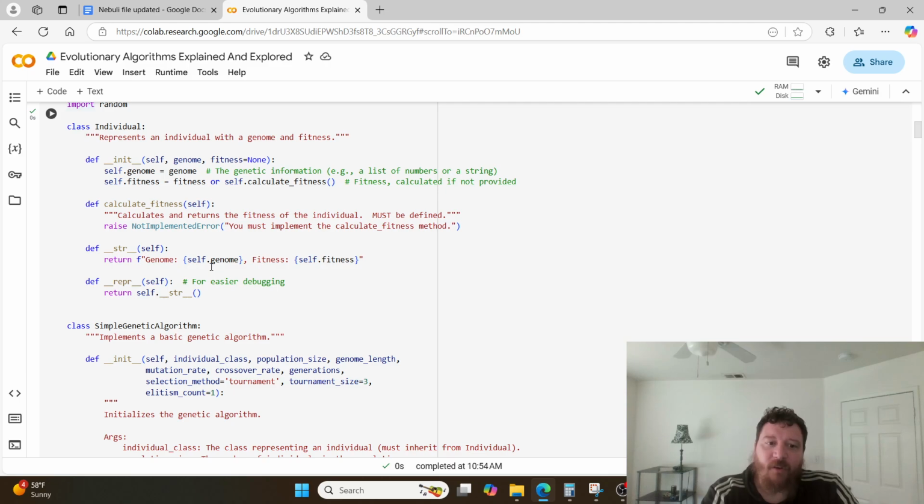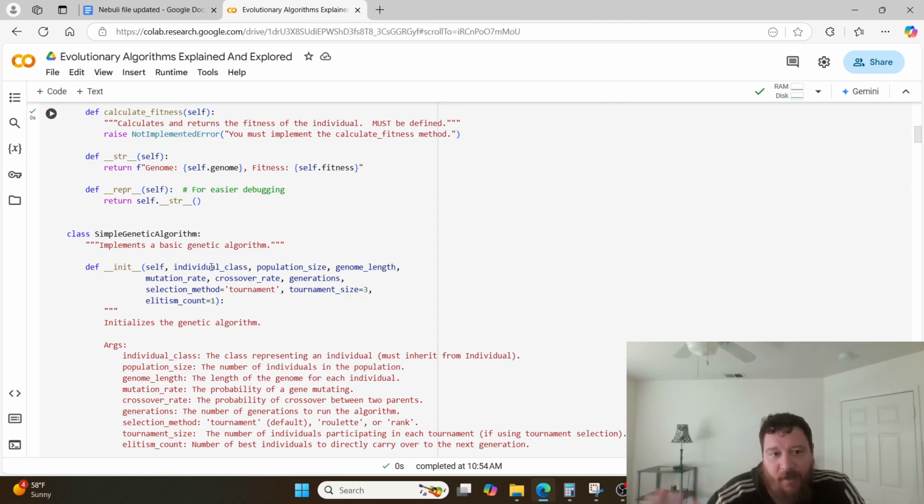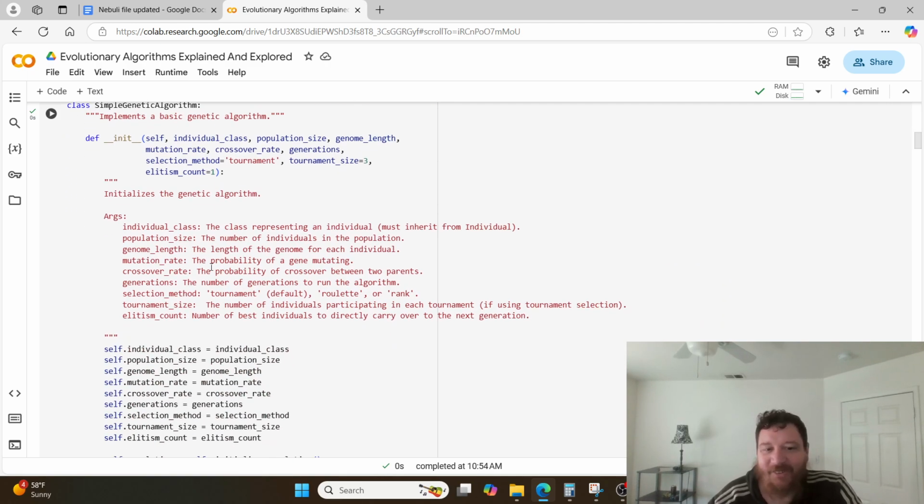So you have a lot of classes and functions that you need to define within that, and all you're doing is defining every single class and function that would need to go into pure evolution, essentially. And so that's all the concepts that we talked about, right? At the top, you have to input all of your arguments: your individuals, population size, genome length, mutation rate, crossover rate, generations, selection method, tournament size, and elitism count.